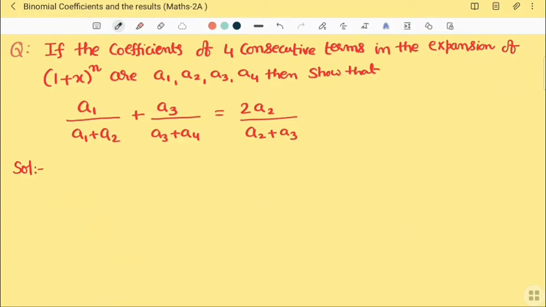If the coefficients of 4 consecutive terms in the expansion of 1 plus x whole power n are a1, a2, a3, a4, then show that a1 by a1 plus a2 plus a3 by a3 plus a4 equals 2a2 by a2 plus a3. This is also a very important question, dear students. So, how to proceed? What is the given expansion here? Given expansion: 1 plus x whole power n.